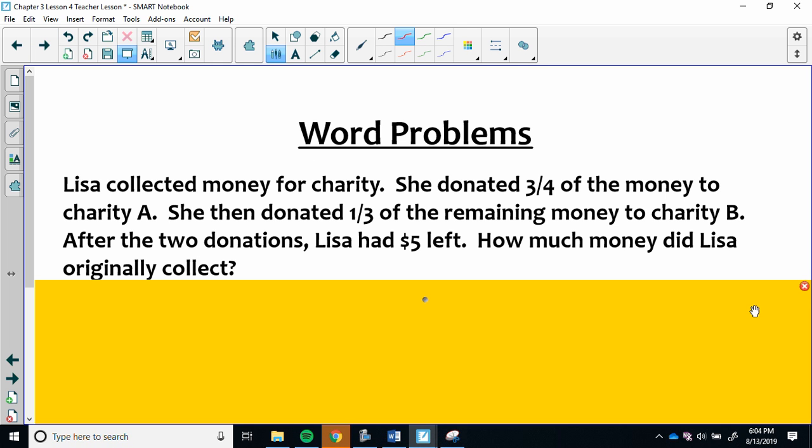Lisa collected money for charity. She donated 3/4 of the money to charity A. She then donated 1/3 of the remaining money to charity B. After 2 donations, Lisa has $5 left. How much money did Lisa originally collect?